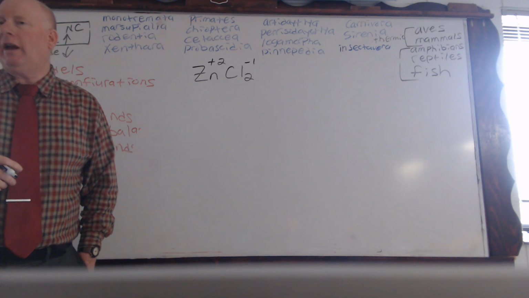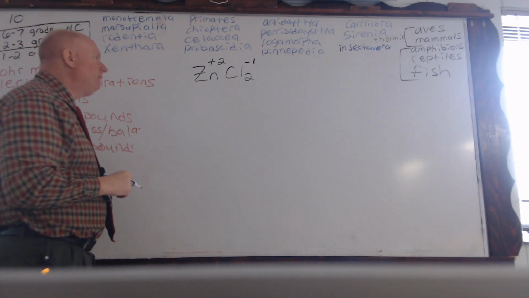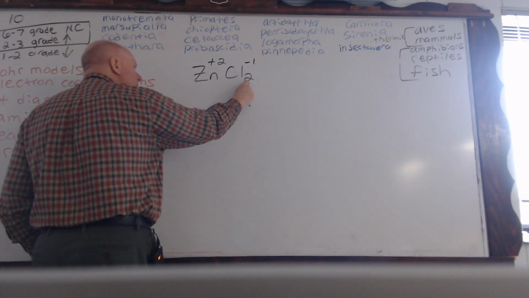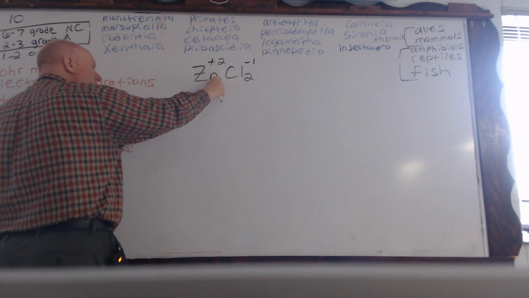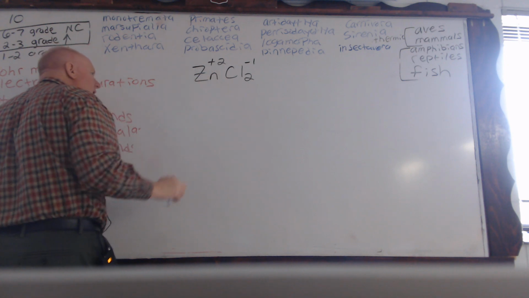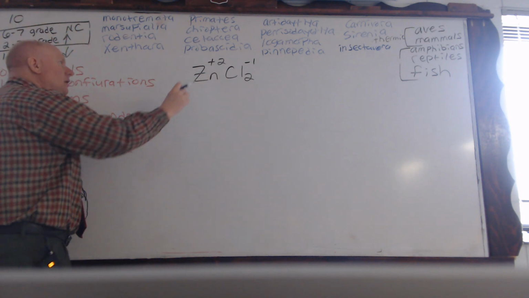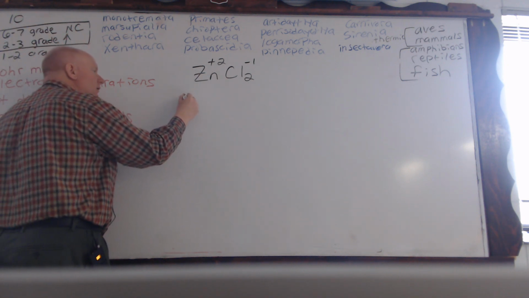2. What's 2 divided by 1? 2. That's where that number comes from. What's 2 divided by 2? 1. And that's why it's just understood that we've got a 1 there. So Zn stands for what?